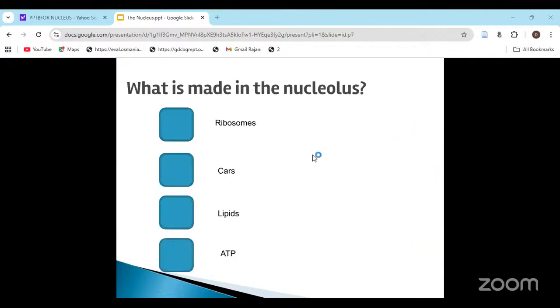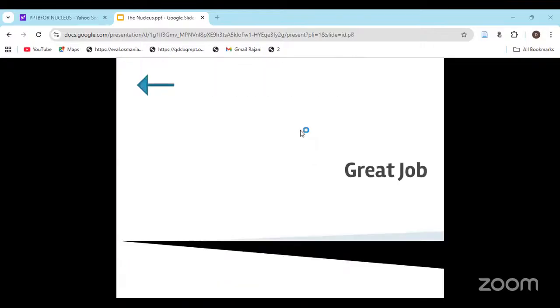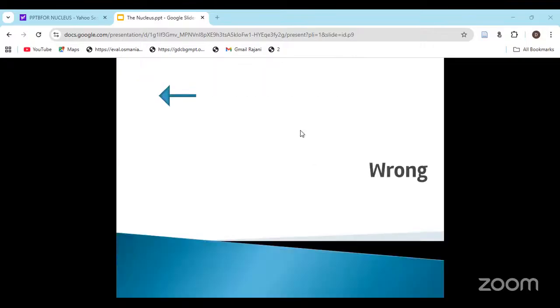What is the nucleolus made up of? It is made up of ribosomes, lipids, carbohydrates, and ATP, and these are important for lipid metabolism. This one is the nucleus.